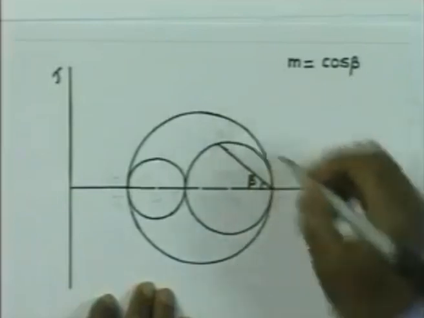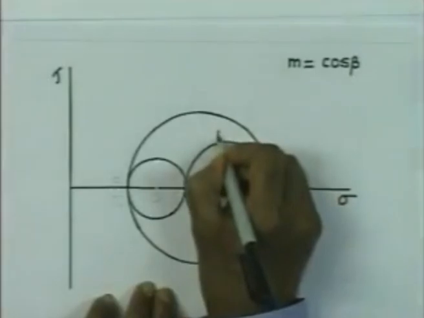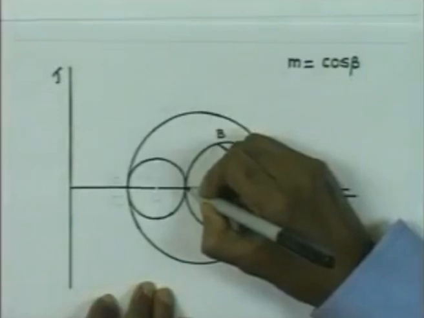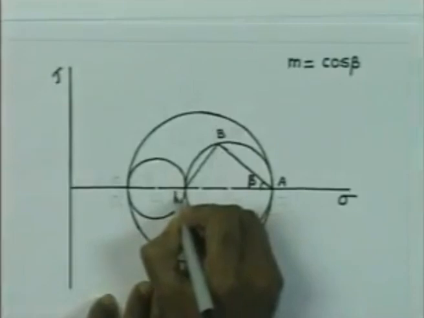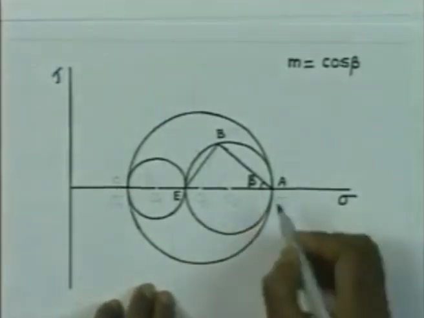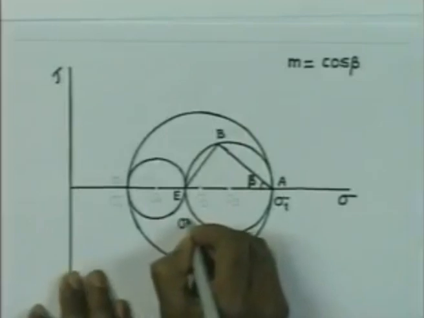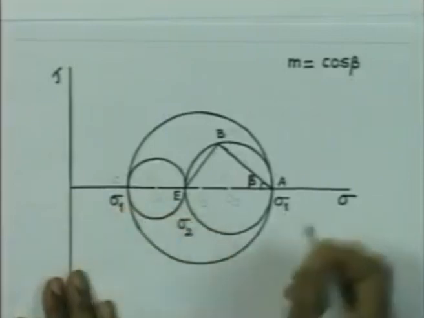Obviously, if we consider that this is A, this is B, let us draw this line B to this point. We had indicated this point as E. So, therefore, BE and BA, they are at right angles to each other. Let us just write these stresses. This is sigma 1, this is sigma 2, and this one is sigma 1.